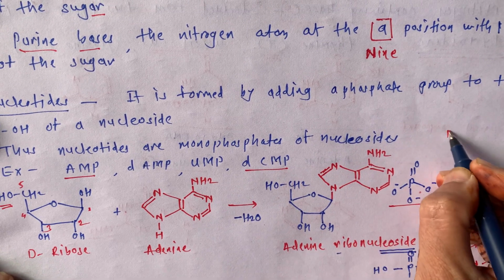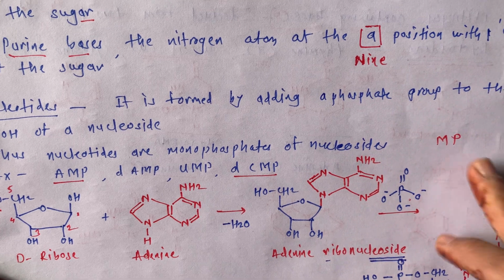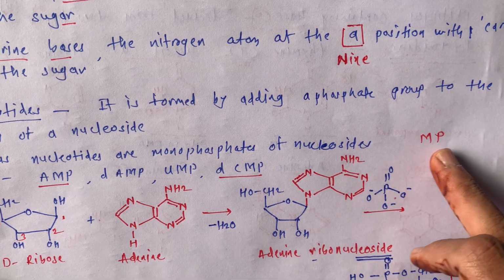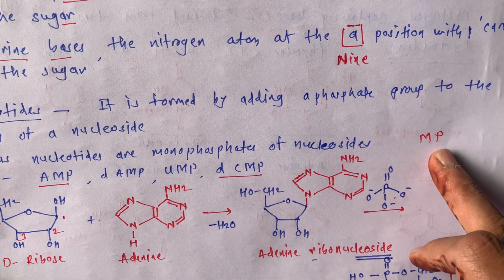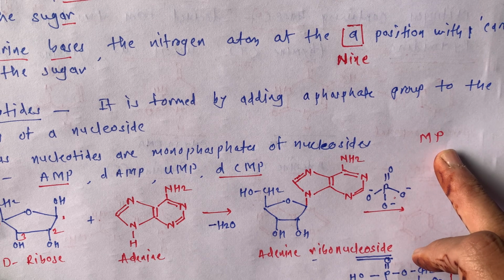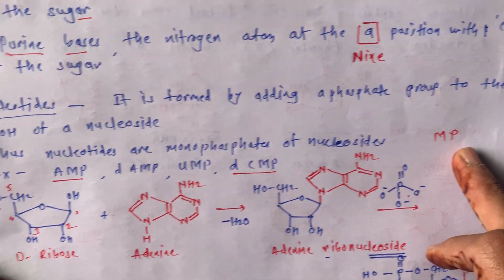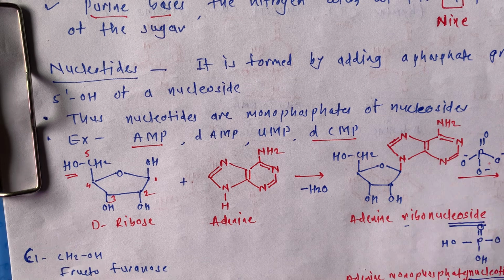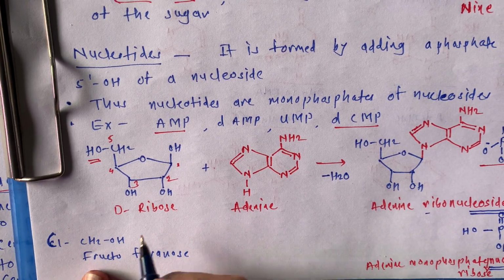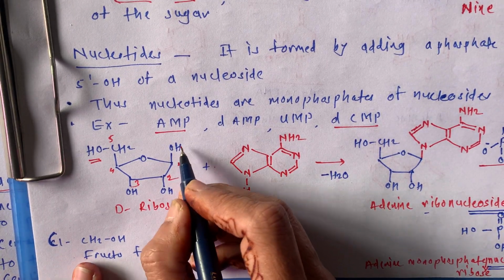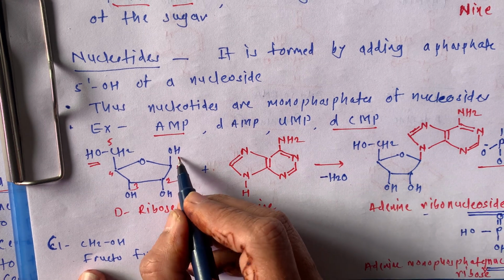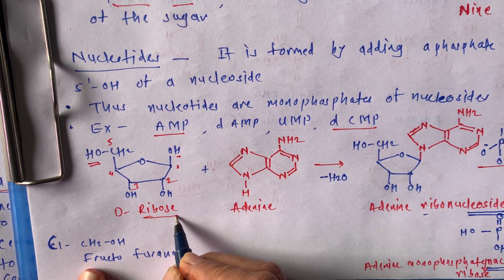And short form is MP. MP, monophosphate, DP, diphosphate, TP, triphosphate. This is monophosphate. Now see here. We know the fructofuranose, at the C1 position there is CH2OH. But now here it is just OH, this is our D-ribose.